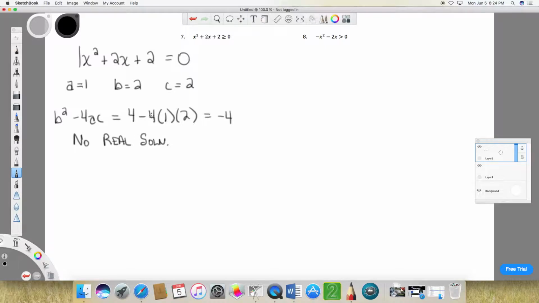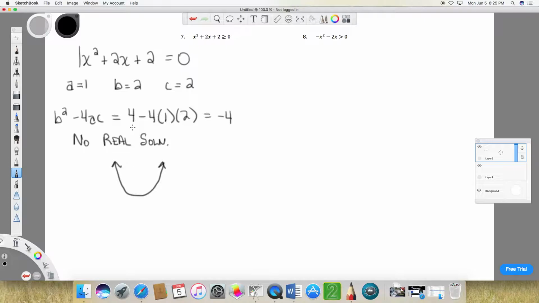But it wasn't asking us to find the solution to this equation. It was asking us to find the solution set for this inequality. So what does that mean for us here? Well, it's going to help us think about what the picture looks like. We know that x squared plus 2x plus 2 is a parabola, and since a is positive, we know it's a parabola that opens upward.